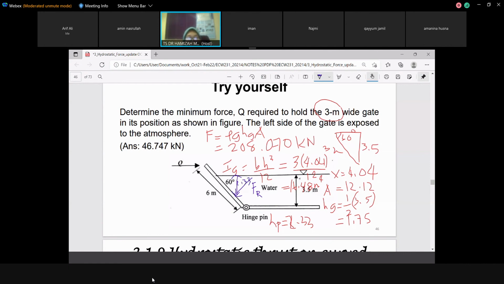Okay, and then Q tu sebenarnya moment. Dia nak cari moment untuk hold the gate. Okay, so basically force ni mesti perpendicular. So, force dia adalah sebenarnya macam ni. Okay, tapi kita boleh je calculate Q ni. Tapi basically soalan ni silap lah sebenarnya. Tapi dia akan dapat jawapan lain kalau dia tanya force macam tu.